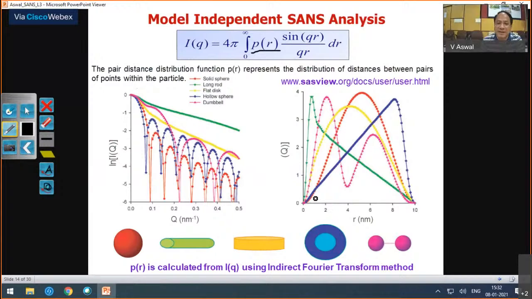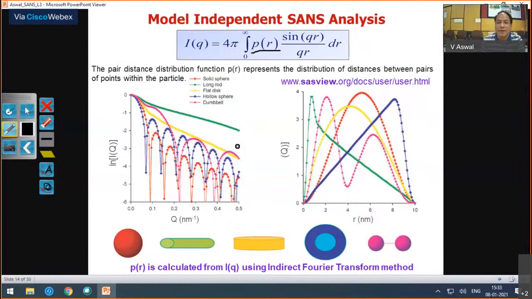So it is just in one. It is asymmetric distribution. And the extent of P of R gives you the maximum dimension of the size. So in the case of a sphere, the R maximum will be the diameter of the particle. In this case, it will be the length of the particle. In this case, it will be overall size of the food cell. And in this case, it will be overall size from this end to this end of this thing.